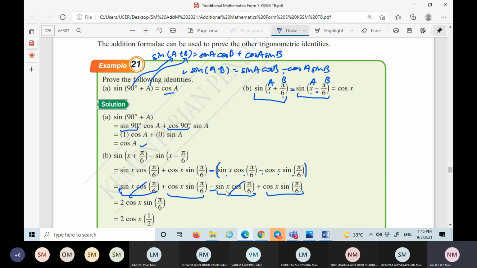So these two are the same, double out. So 2 sine X, cos X sine pi over 6. Then sine pi over 6, press calculator, you get half. Then this one can cancel, so you are left with only cos X. Ta-da! Proven, it is the one on the right.